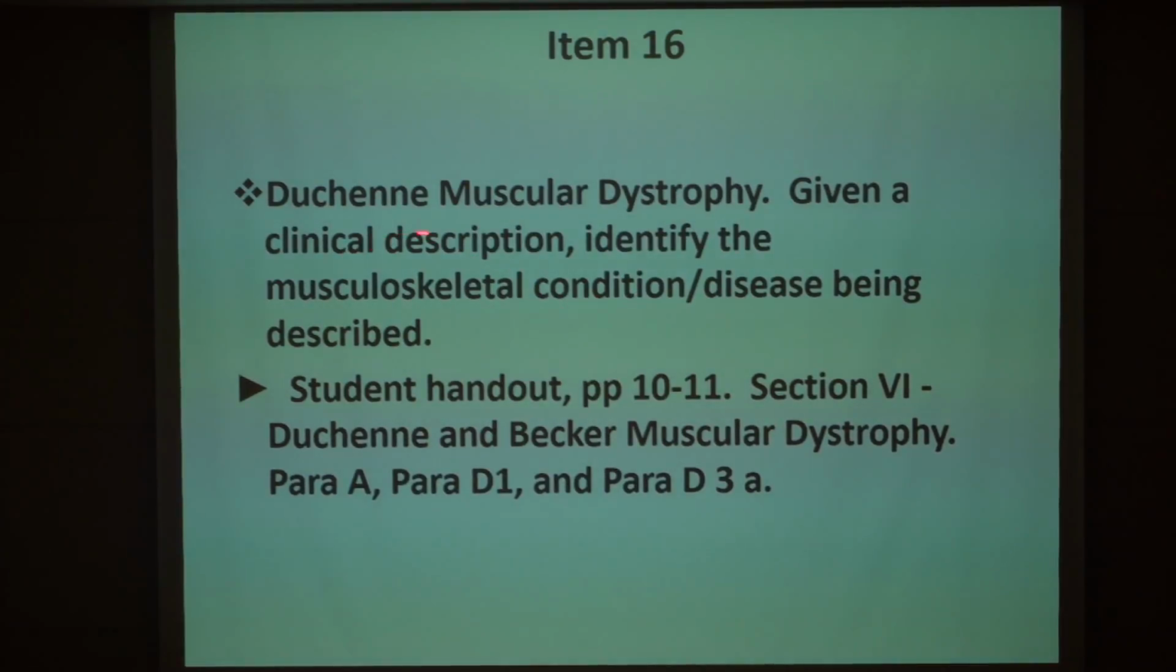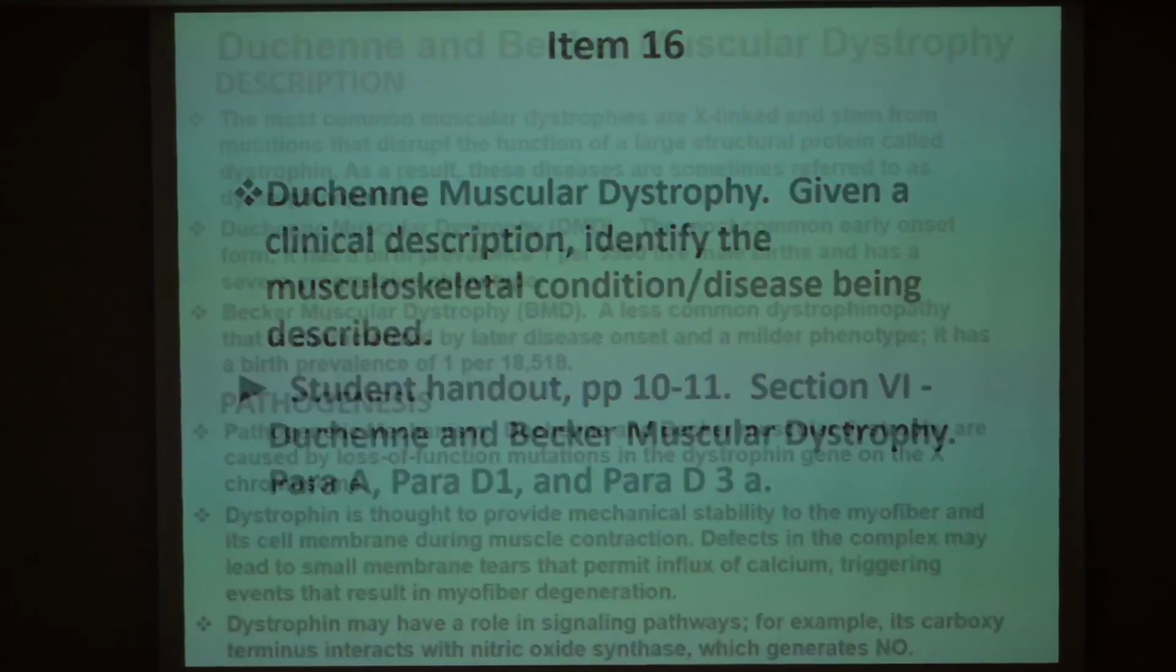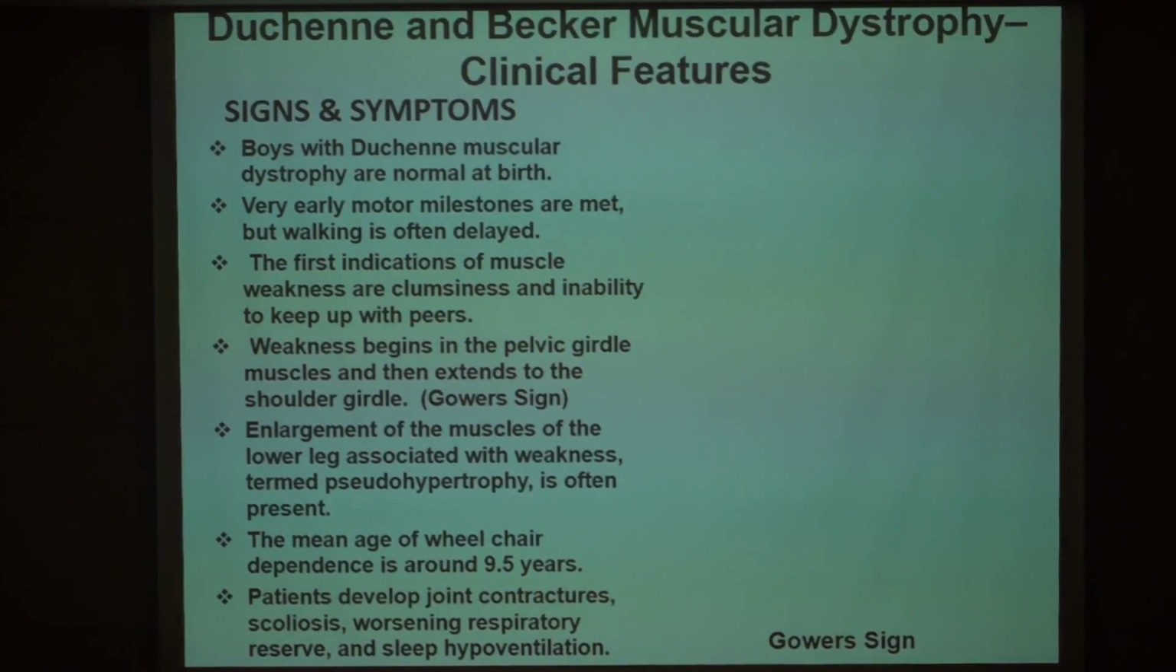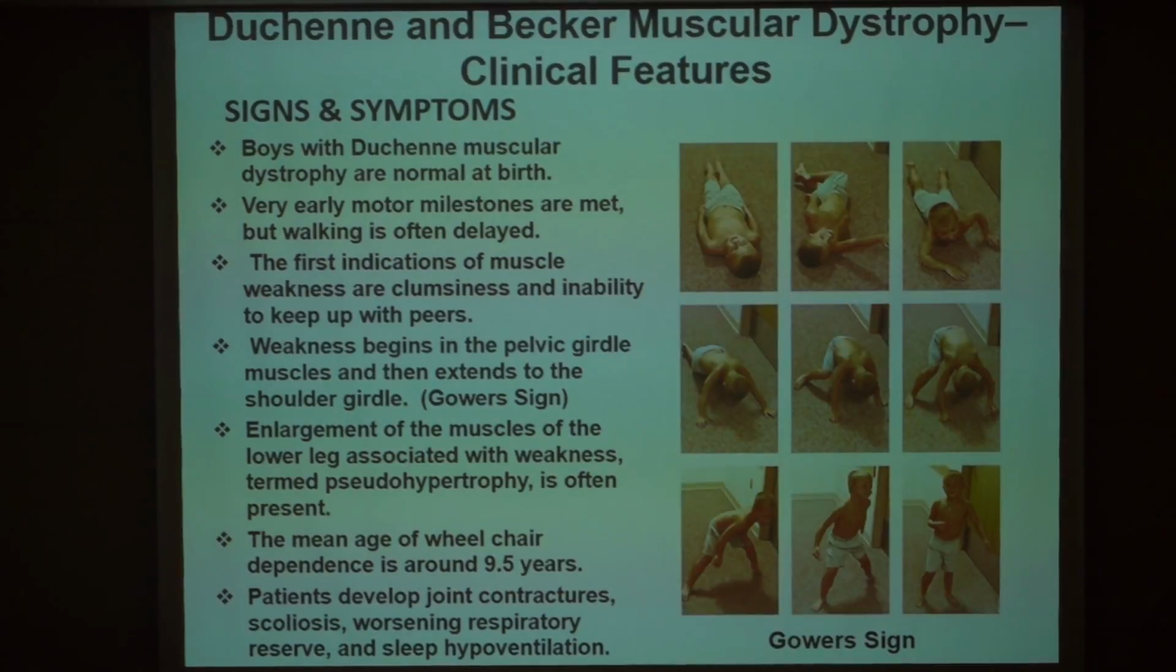Finally, 16, Duchenne muscular dystrophy. I'll give you, 16, then go to 17. I'll give you a clinical assertion. You identify the musculoskeletal condition. Remember, when we talked about Duchenne and Becker muscular dystrophy, they're both X-linked, and dystrophin plays an important part in both of them, and I'll cover that in a minute.